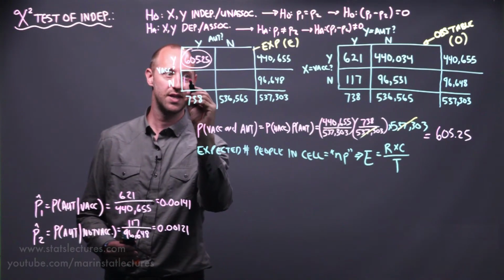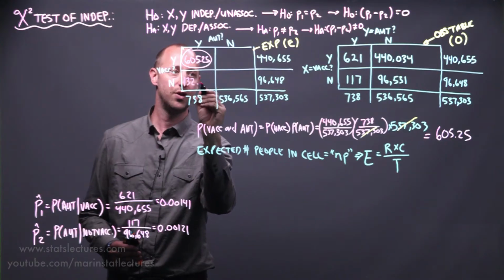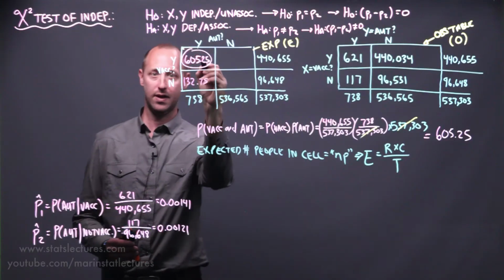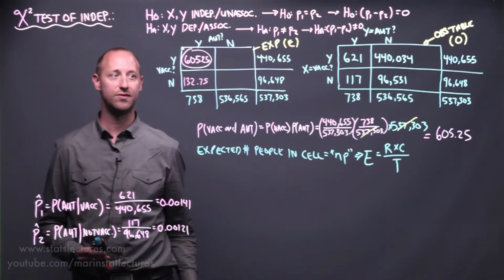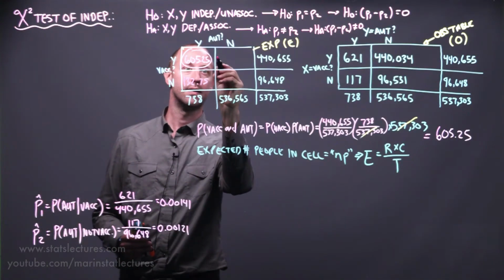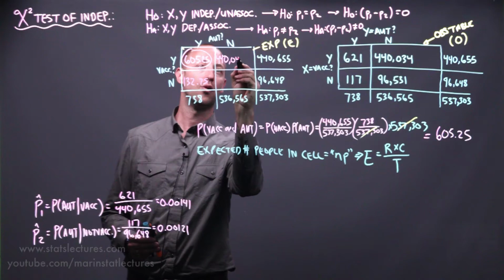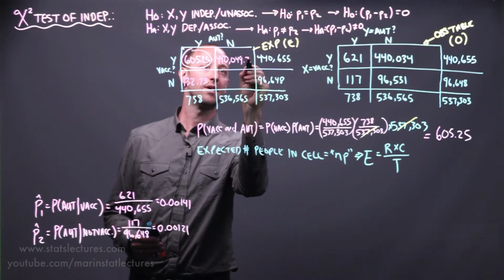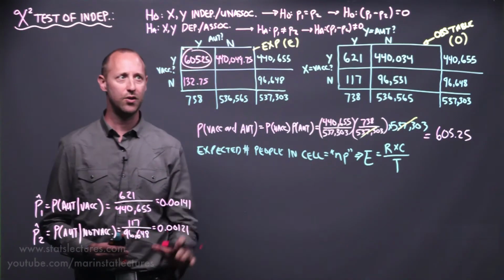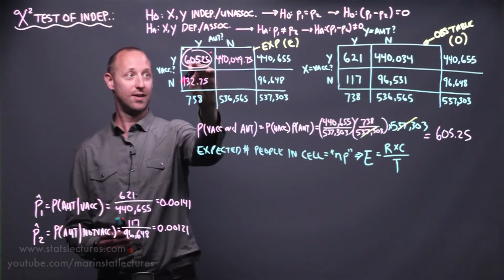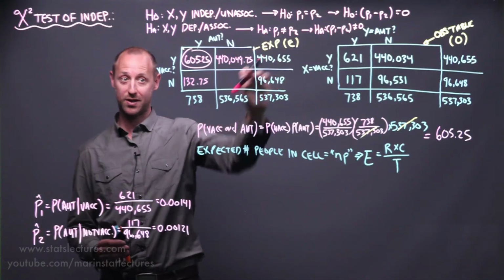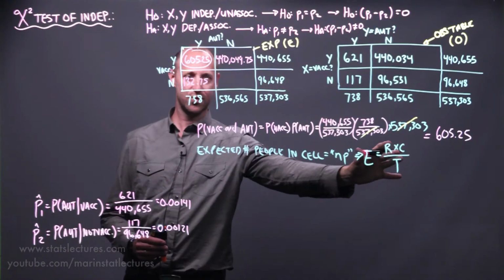So we're going to notice this has to be 132.75, again, to get us back to that column total of 738. This here, 440,049.75. Okay, and again, you can get to these values by either figuring out which value gets you back to that row total, or by plugging into this formula here.